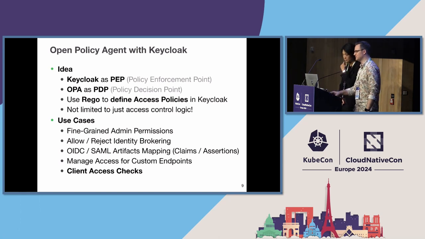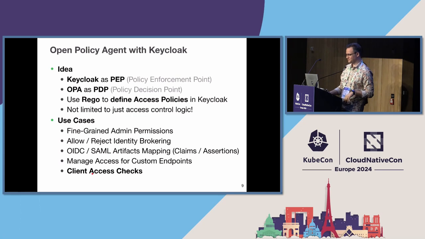But you will see, this approach is not just limited to access control logic. We can also use that for implementing fine-grained admin permissions, or allow or reject identity brokering interactions. Or we could even use this as protocol mappers for our tokens or SAML artifacts. And we can also manage access for custom endpoints. But what I will focus on now is just implementing client access checks.